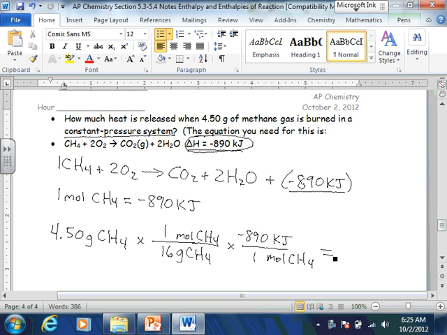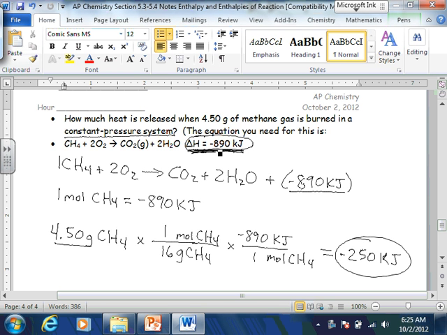Okay, so 4.5 divided by 16 times negative 890 gives us negative 250 kilojoules. Okay, and that number should make sense because this is less than a mole, right? 4.5 grams is less than a mole of CH4 because a mole of CH4 is about 16 grams. So we should be giving off less than 890 kilojoules of energy. Okay, so that looks like a pretty reasonable number. That's how you use the stoichiometry in a chemical equation to figure out your delta H. And your delta H is usually going to be given to you just like this.